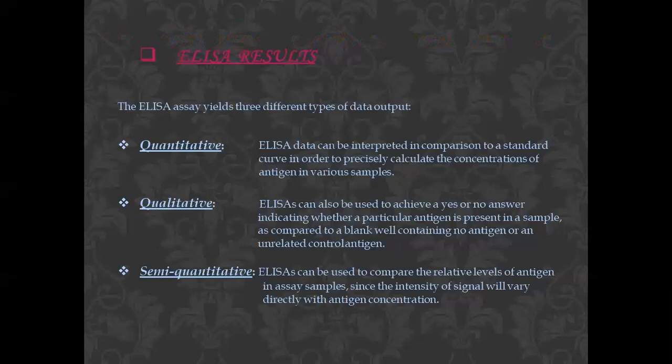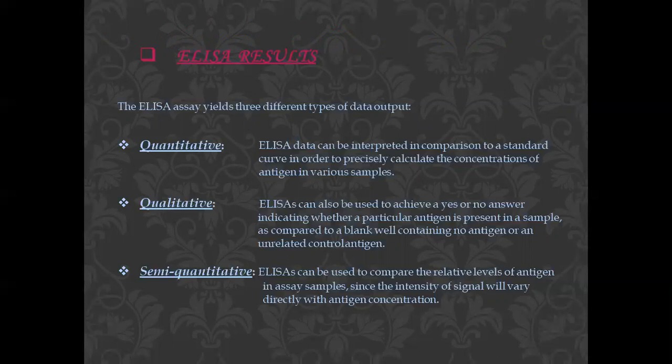Next, ELISA results. ELISA assay has 3 different types of data output: quantitative, qualitative, and semi-quantitative. Over the quantitative, ELISA data can be interpreted in comparison to a standard curve in order to precisely calculate the concentration of antigen in various samples. Then qualitative ELISA can also be used to achieve a yes or no answer, indicating whether a particular antigen is present or not.